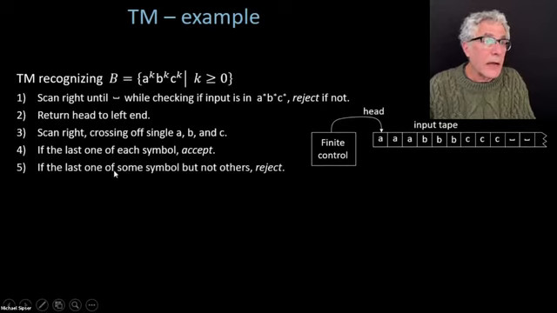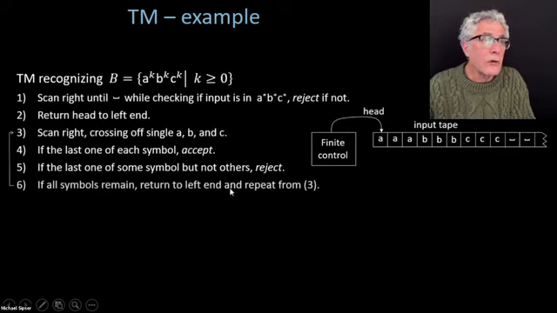But if it was the last of some symbol, but not of other symbols, so you crossed off the last A, but there were several B's remaining, then you started off with an unequal number of A's, B's, and C's. Then you can reject. Or if all symbols still remain after you've crossed one of each off, then you haven't done enough passes, and you're going to repeat from stage 3 and do another scan.